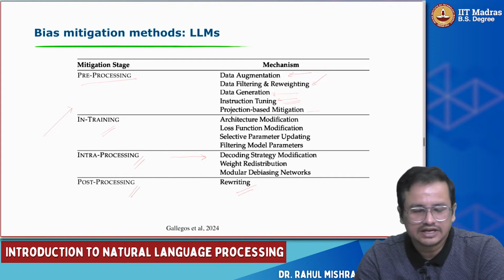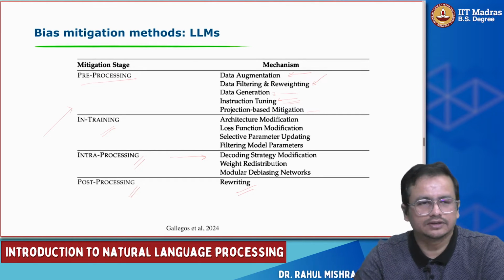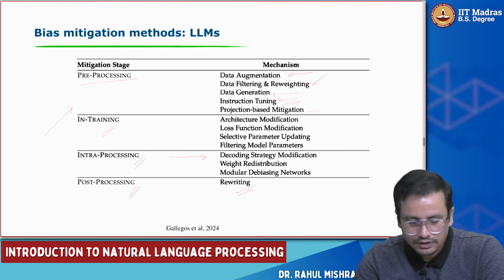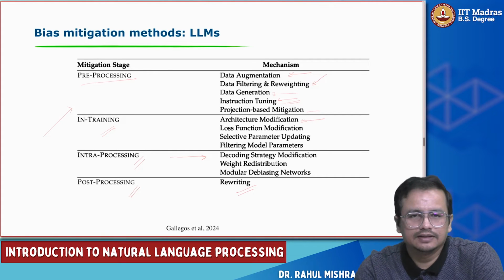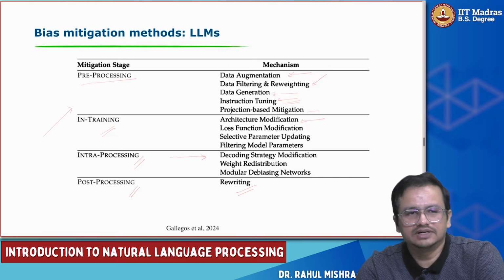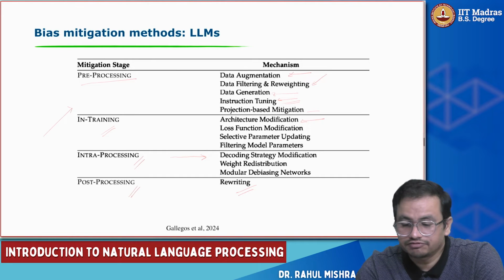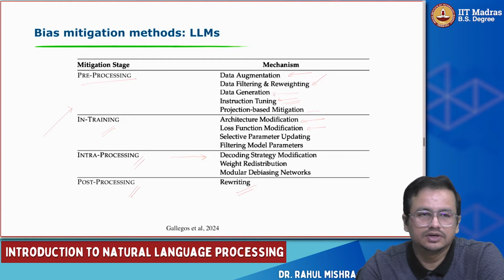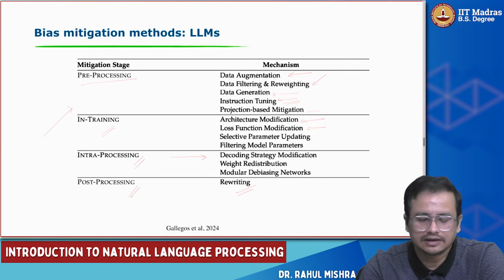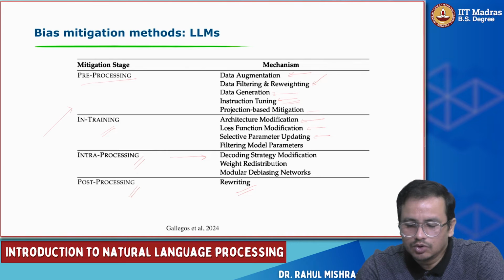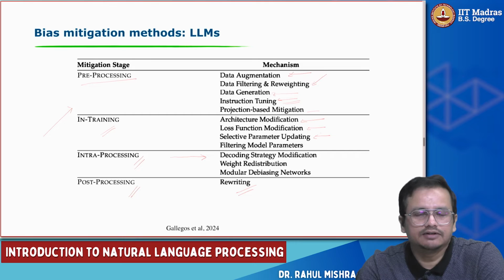And projection-based mitigation, we have already seen some of these methods earlier. That's the older method where we reduce the projection over the gender direction by reducing the components of the vector and so on. In-training could be architecture modifications. You might want to change a bit in the architecture so that the resultant model is debiased. And loss function modification, you might want to add a particular loss. You devise a loss which caters to bias, which penalizes the bias, to emphasize neutrality and so on. And you also might want to do parameter updating, which is selective.